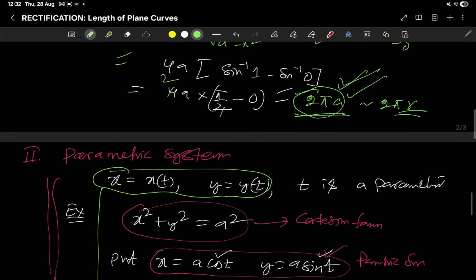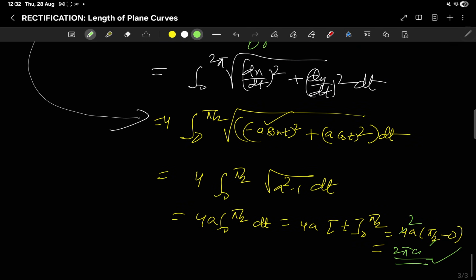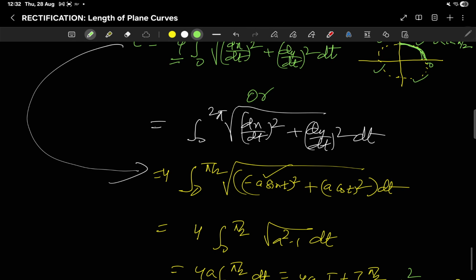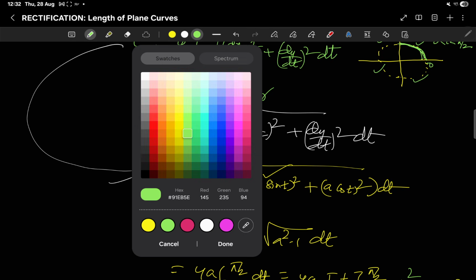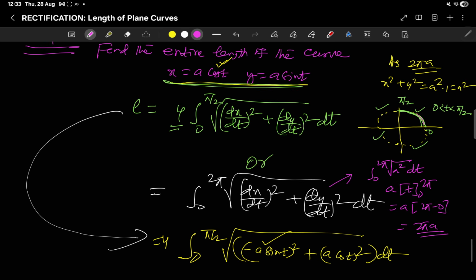We are getting the same answer here because the same curve is represented in parametric form, right? Now if we move like this also, we will get the same answer, is it not? If we move in this way, what are we getting? We are getting integral 0 to 2 pi, a square root over dt. So a times t from 0 to 2 pi. So this will be a into 2 pi minus 0, so it is 2 pi a, right? So first you imagine the figure in your mind, and accordingly you can see the limits.